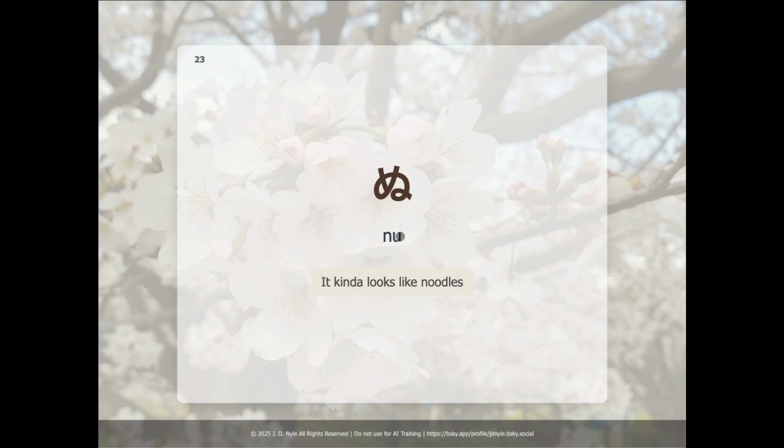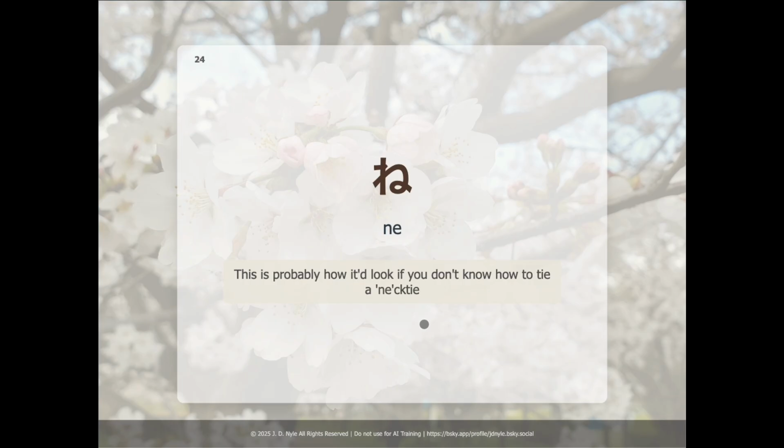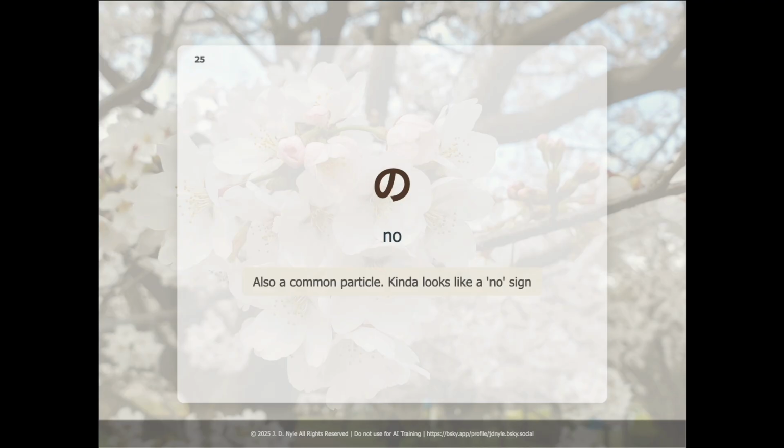Nu. From top down, it kind of looks like noodles. Ne. This is probably how it looked like if you don't know how to tie a necktie. That's the best way I can describe how to remember it. You have the little thing, and then you have that little loop there that you're trying to tie the tie. No. It's also a common particle, especially for possession or for making something a noun. Kind of looks like a no sign, so that makes things easier.